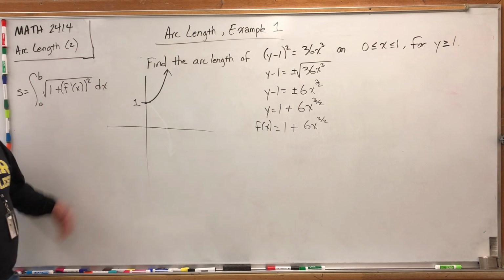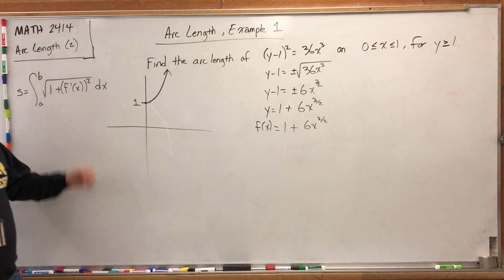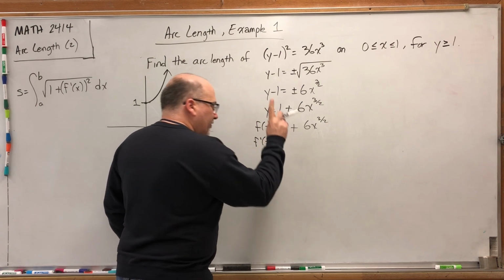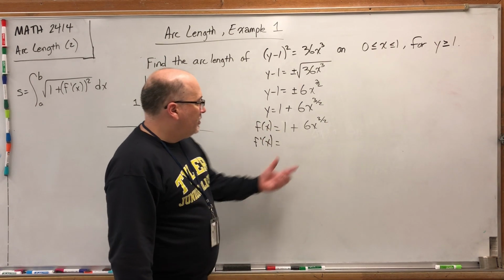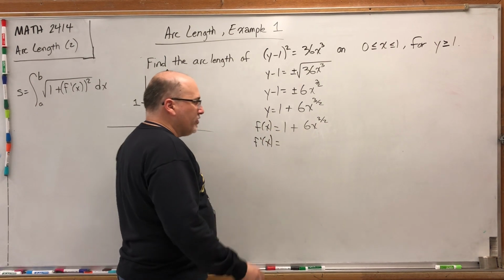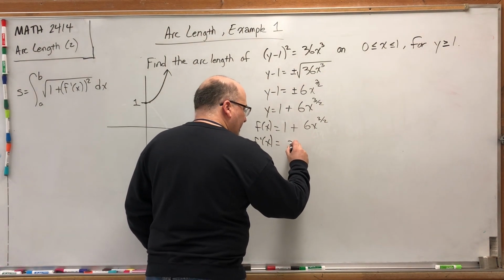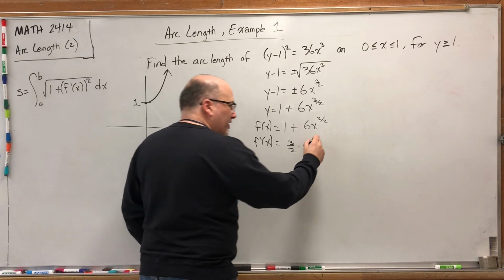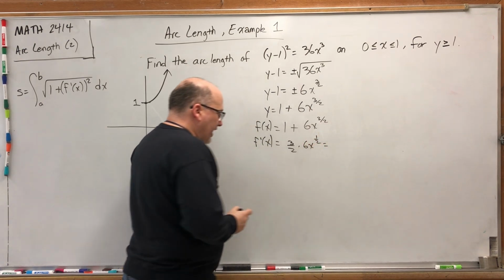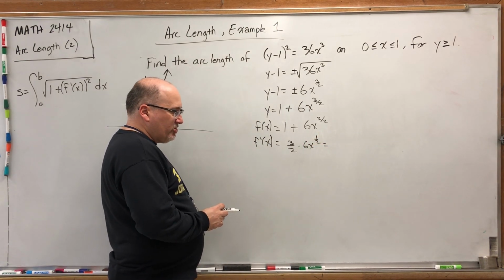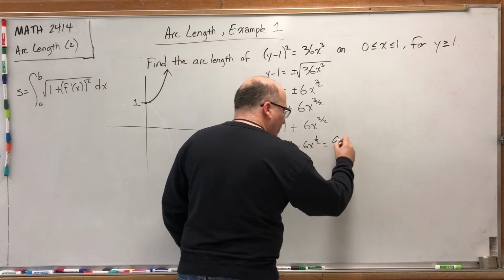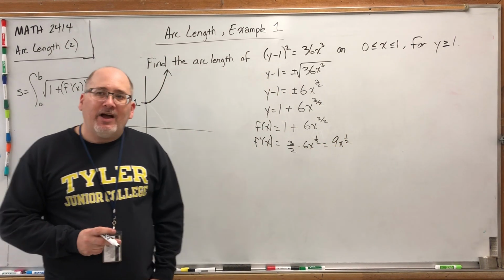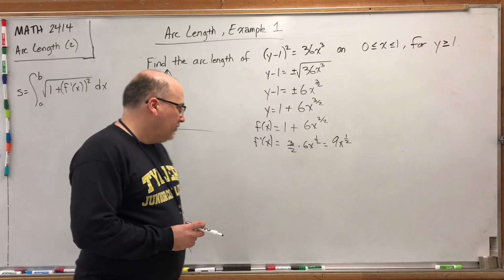To set up the arc length integral, first we have to find the derivative. That's pretty easy. The derivative of 1 is 0, so it's gone. For the derivative of 6x to the 3/2, we would bring down the 3/2, leave the 6 alone, lower the 3/2 by 1 to make it 1/2. And 3/2 times 6 is 9, so we get 9x to the 1/2. And I can write that as a square root, but we don't do calculus with square roots now, do we?